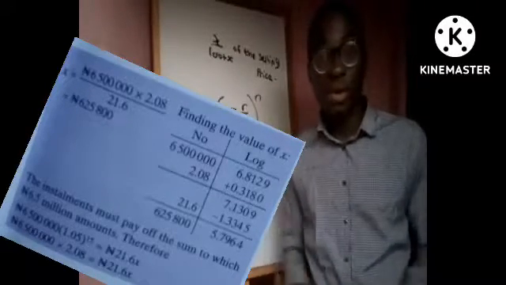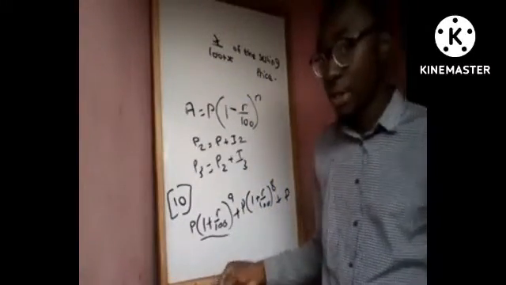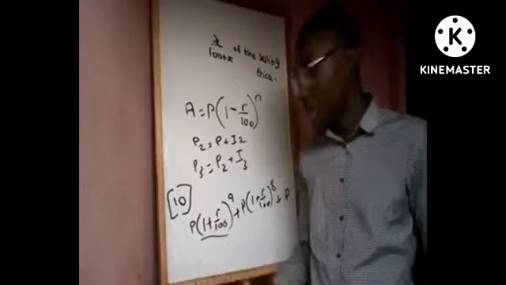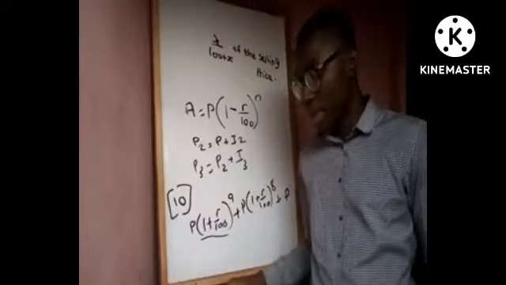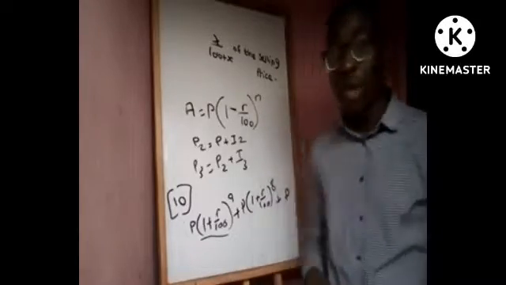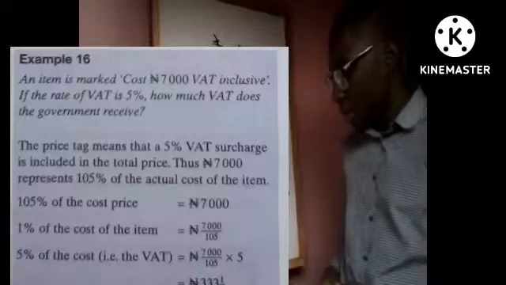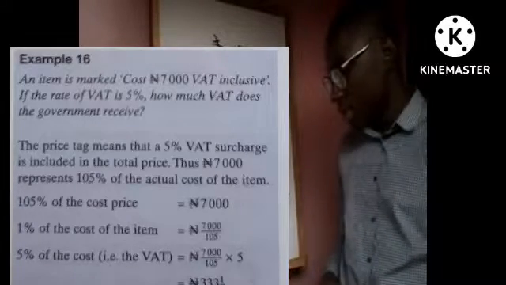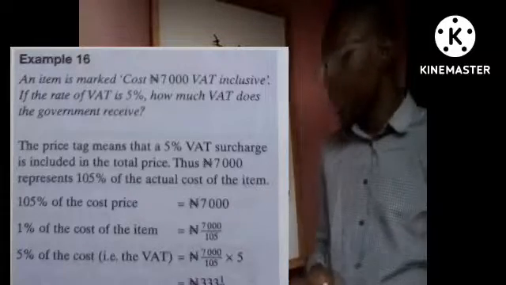So this question demonstrates one of the various ways you can apply the knowledge of annuity to calculate different things in mathematics. So now let's go on to the last part of this question, where we'll be solving an example on value-added tax. In this example, we have an item marked to cost 7,000 VAT inclusive. If the rate of VAT is 5%, how much VAT does the government receive?